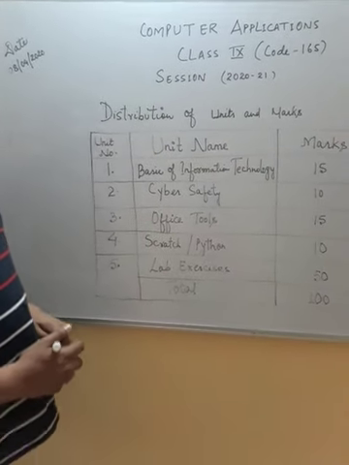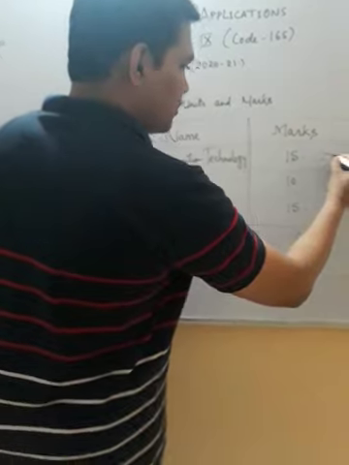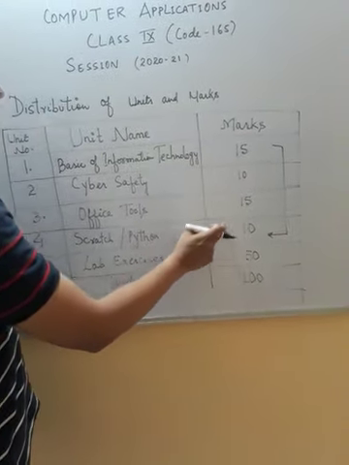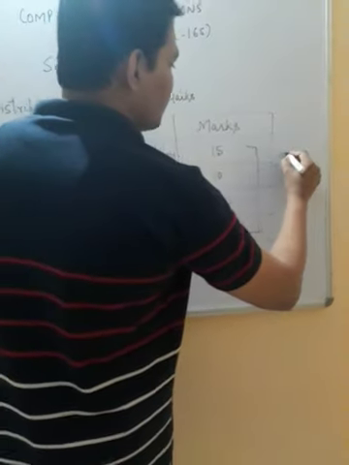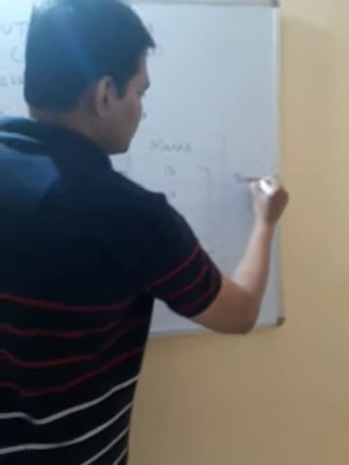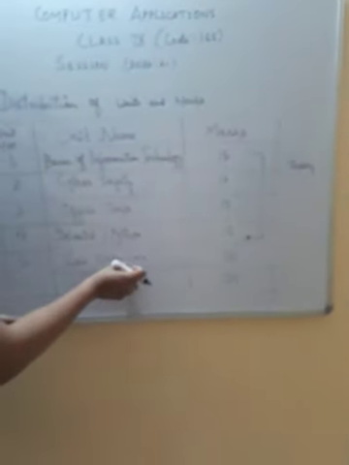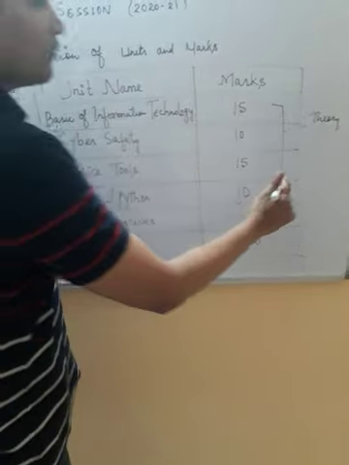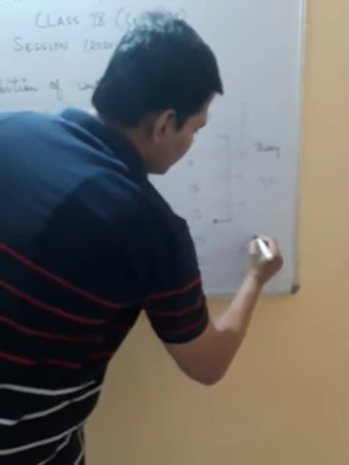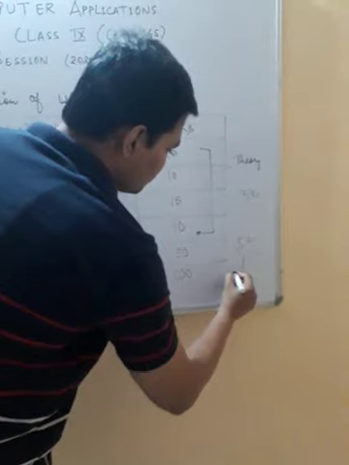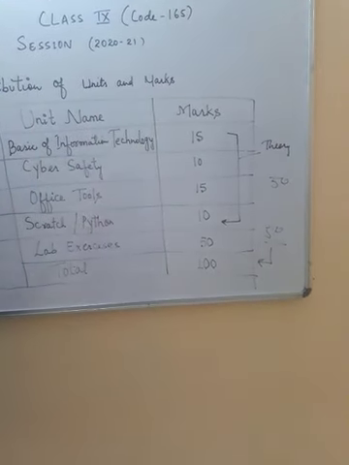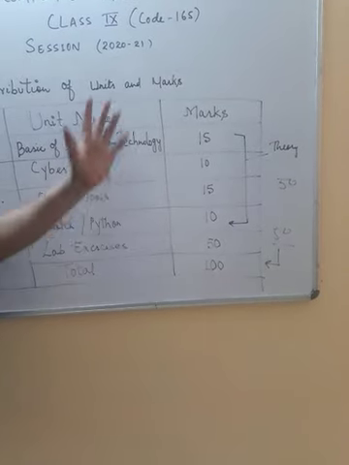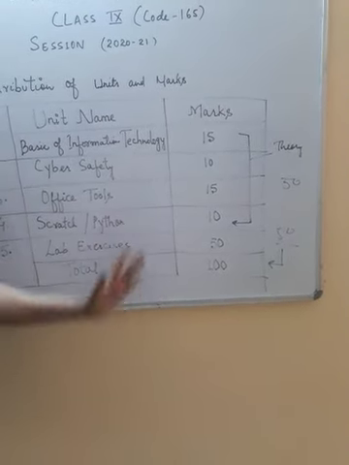Students, you can see there are two different parts in this. These first 4 units, 1, 2, 3, 4, are called theory units, and the last is called lab exercises. This is 50 marks, and this is 50 marks; 50 and 50 equal 100. Students, you must see that the whole session is divided into 2 groups: the theoretical part and the practical part.